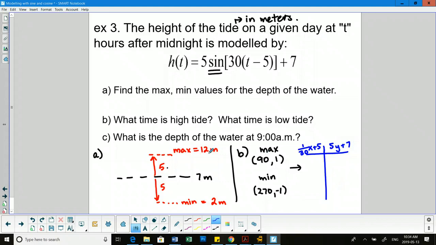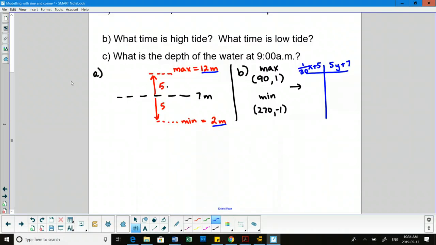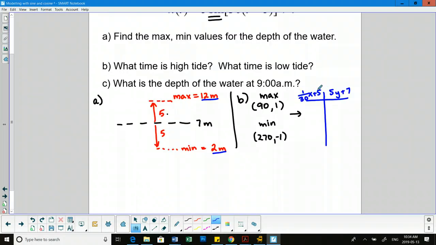I already kind of know these values on this side. I expect that I'll get 12 and 2, but I'm going to make sure we get 12 and 2 from those maxes and mins, just to give me some confidence that we're finding the right points. So 1/30 of 90 plus 5 gives us 3 plus 5, which is 8. And when we sub in 1 here, we get 12, which is what we expected for our max. Then 1/30 of 270 is 9, plus 5 gives us 14. And when we sub in negative 1 here, we get 2.